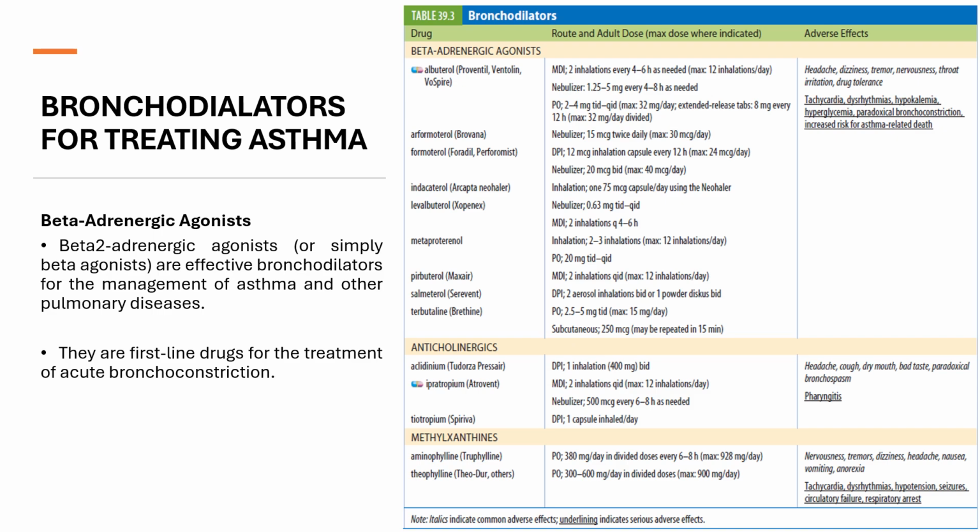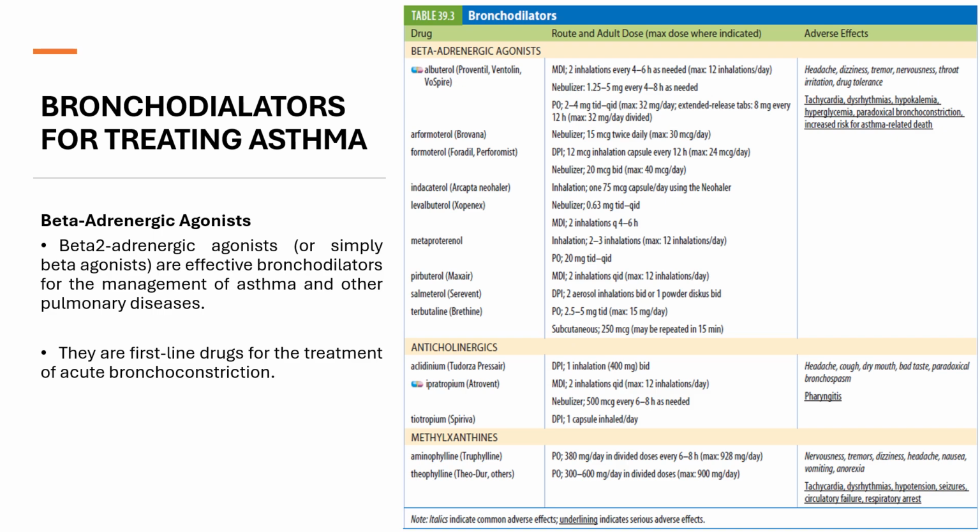A practical method for classifying beta-adrenergic agonists for asthma is by their duration of action. Short-acting drugs such as albuterol and pirbuterol have a rapid onset of action, usually several minutes. Short-acting beta-agonists are the most frequently prescribed drugs for aborting or terminating an acute asthma attack.